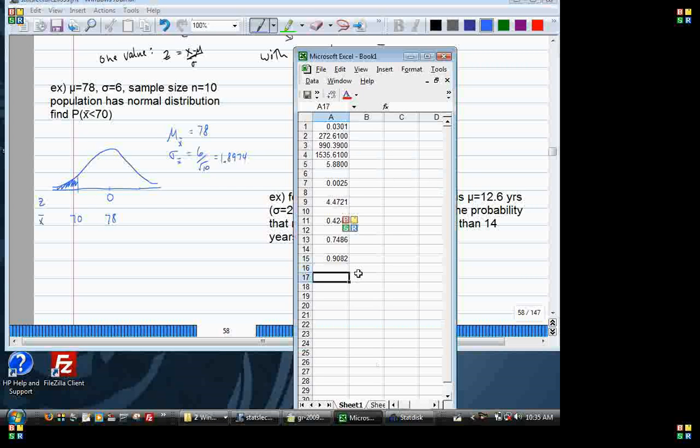So using Excel, how can we just go directly here? Exactly. Equals norm dist. Now, it wants an x value. What is our quote-unquote x value? 70, because that's our value. Now, what's the mean? 78. Now, what's the standard deviation? Exactly. The standard deviation that we're using in this problem is 1.8974. Cumulative is true.